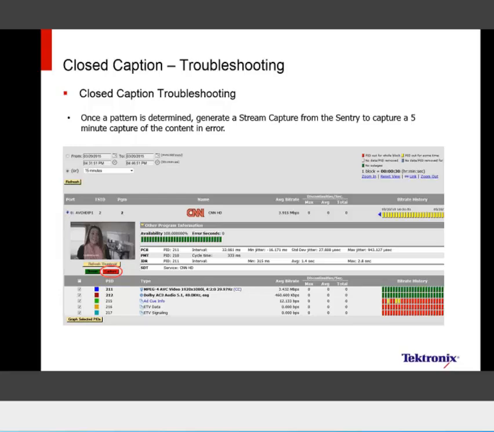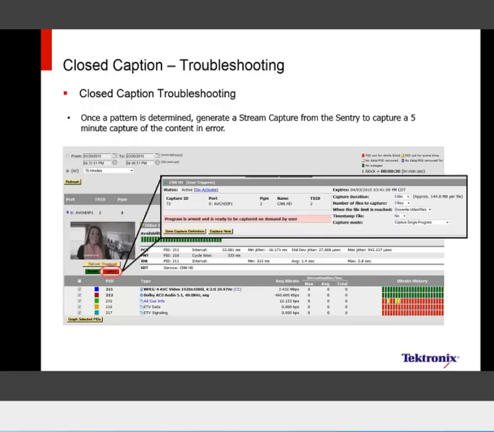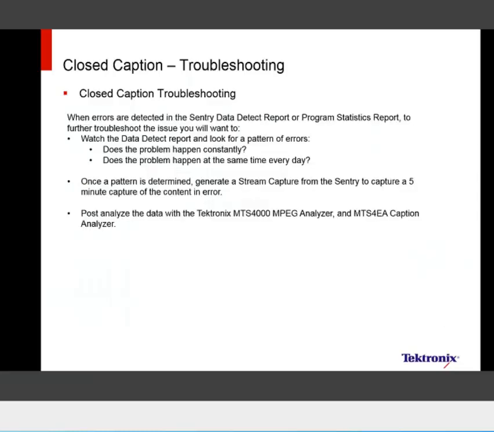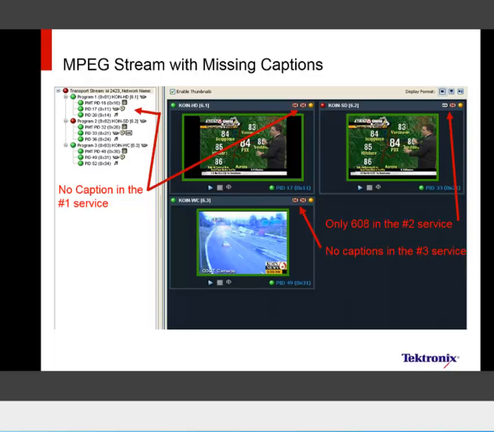If you need to do this, you may have to get some tools that are capable of digging deeper into the material and seeing what's actually going on, so that once we have a pattern determined, we can post-analyze this with a protocol analyzer, say like the MTS 4000, or we can do a deep dive on the captions themselves to see what was actually in error with this.